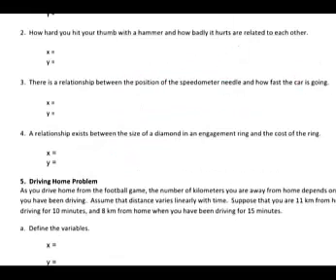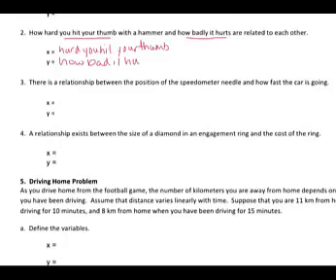Okay, in this next example, it says how hard you hit your thumb with a hammer and how badly it hurts are related to each other. Well, how hard you hit your thumb is going to determine how bad it hurts. So how bad it hurts depends on how hard you hit your thumb. So the strength at which you hit your thumb should be the x value, and then how bad it hurts would be the y value. Again, y depends on x. So if you think about it, just always read it back to yourself and make sure it makes sense. How bad it hurts depends on how hard I hit my thumb. And that is a true statement.